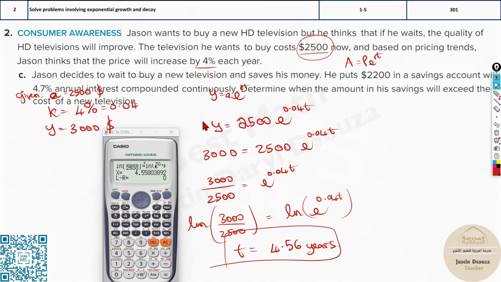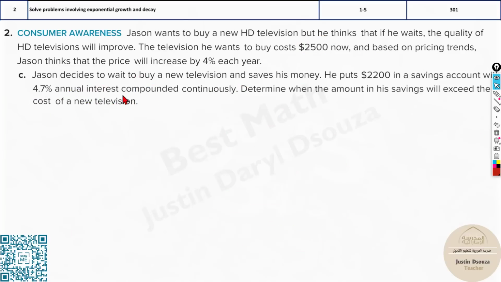Let's move to the next. Okay, there is a C part as well. Let's look into this. Jason decides to wait to buy a new television and saves his money. He puts $2,200 in a savings account with 4.7% annual interest compounded continuously. Determine when the amount in his savings will exceed the cost of the new television.